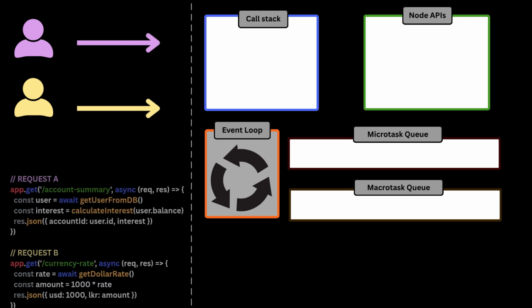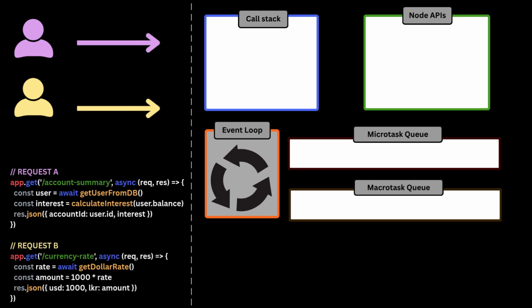Two users send requests to the same Node.js server at almost the exact same moment. One user checks their account summary. Another user checks the current dollar exchange rate. But JavaScript runs on a single thread. So how does Node.js process multiple requests without freezing?